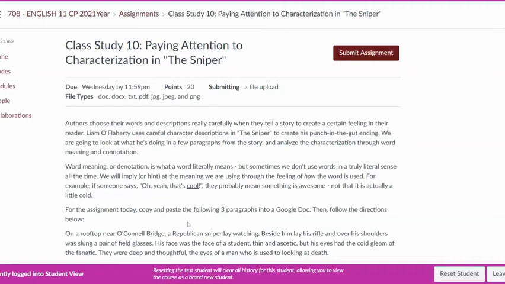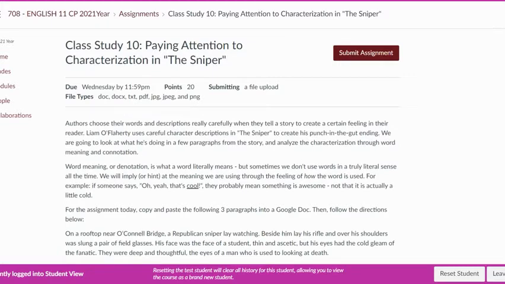Do this class study. So just like in the other stories we've read, we want to pay attention to what the author is doing. And by paying attention to the characterization in this story, we can see how the author in The Sniper creates a punch in the gut ending. And it's because of his careful character descriptions.